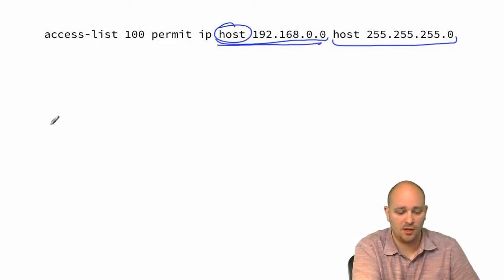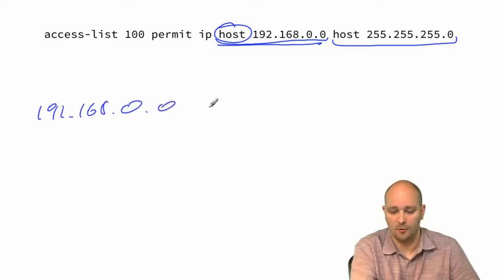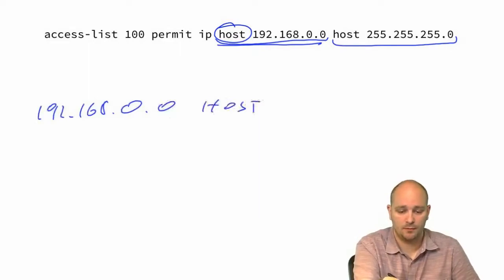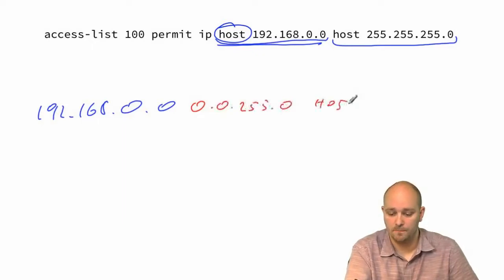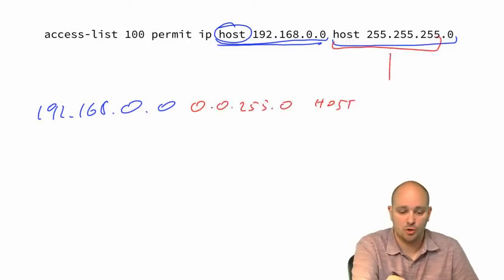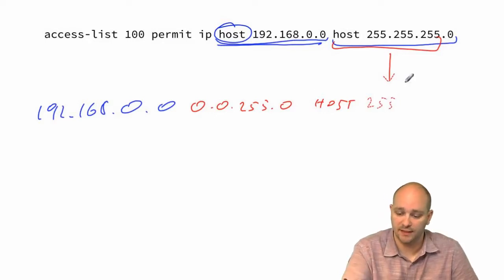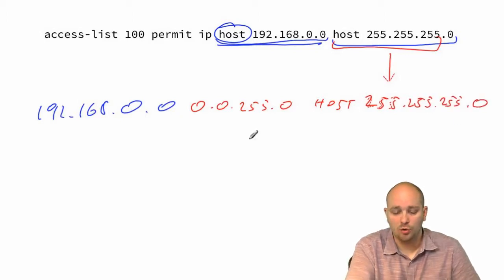We could say here in this part, 192.168.0.0, 0, and then here, actually, I'm just repeating what I said, so let's change something: 0, 0, 255, 0, and then host, and then basically repeat this here, so 255, 255, 255, 0. So what do you think this syntax here does?